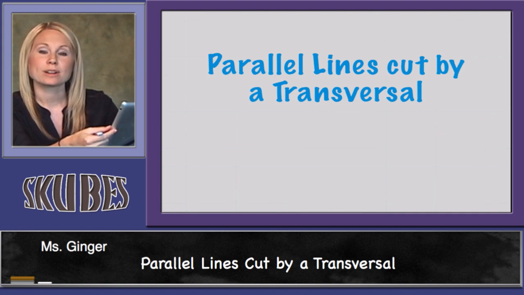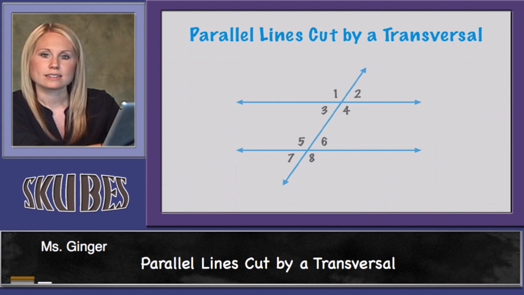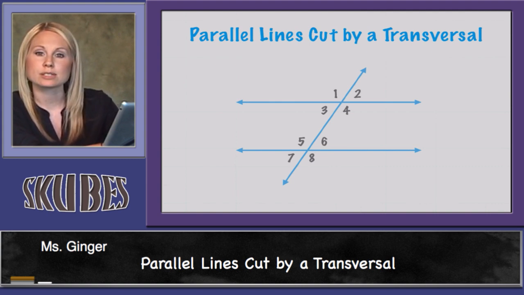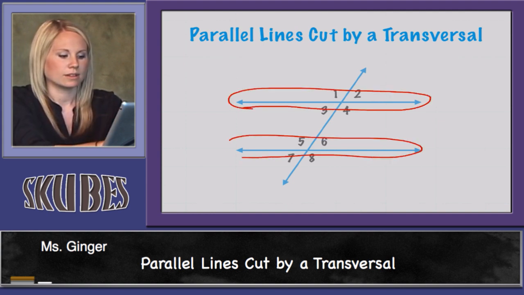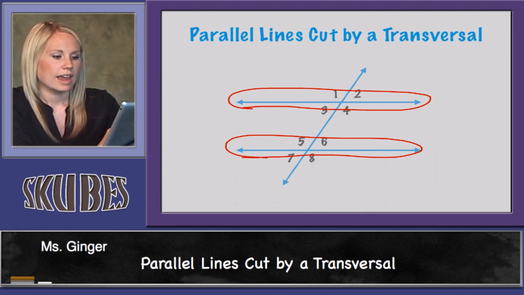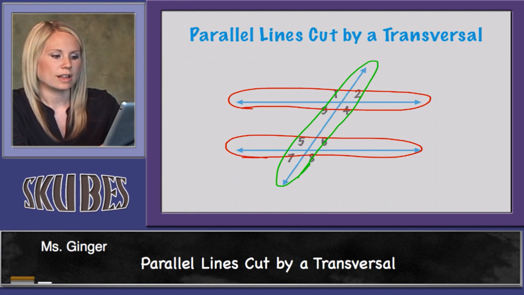Hey everyone, and welcome to our lesson on parallel lines cut by a transversal. Need to know what that is, so let's talk about that first. Parallel lines, that term means two lines that are never going to intersect because they have the same slope. In this picture, our parallel lines are these lines here. And a transversal is just simply a line that's going to cut through those. So in our picture, the transversal is here. So we've got two parallel lines cut by a transversal.